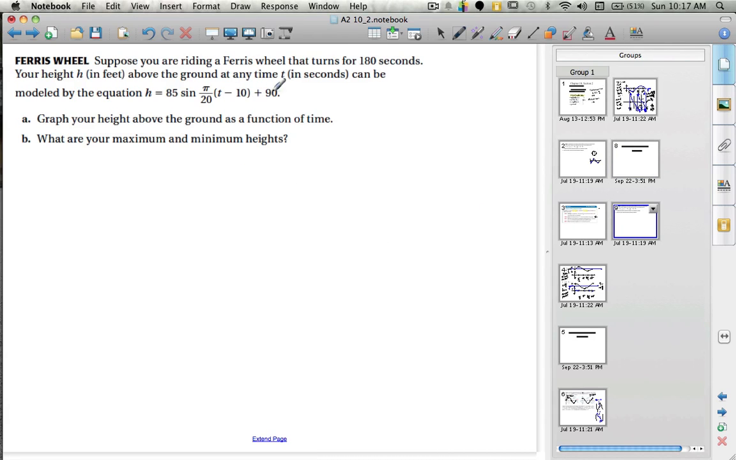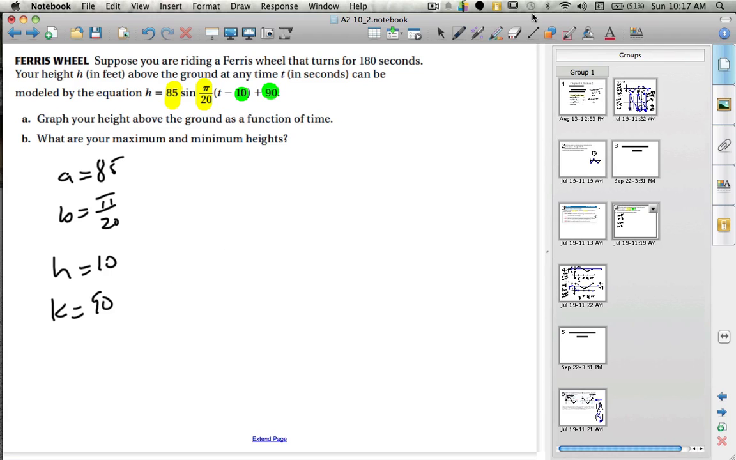Okay, so if I start working with my Ferris wheel information, let's talk about what's important. I have my A value, my B value, and then I have H and K. We're going to work with graphing this, and then we'll interpret the graph later. So A is equal to 85, B is equal to pi over 20, H is equal to 10, K is equal to 90.